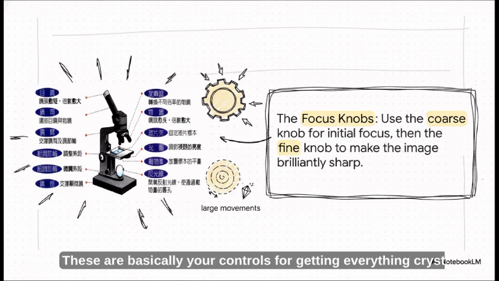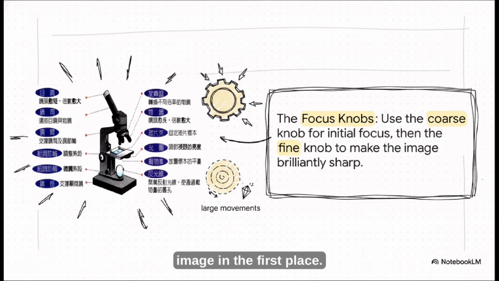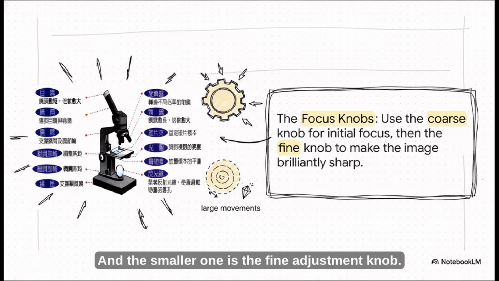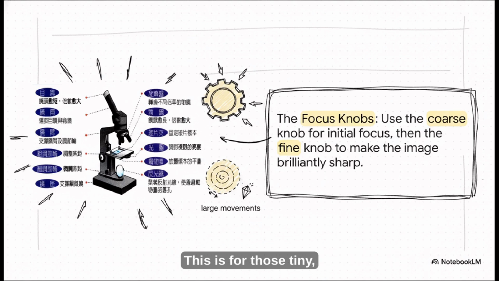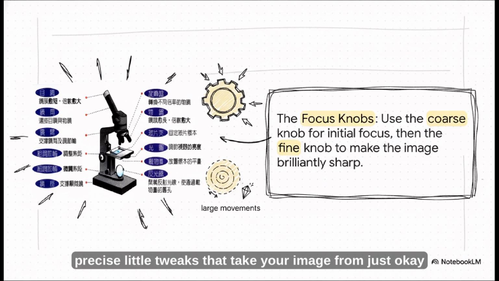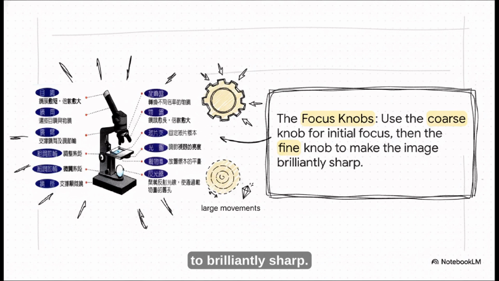Next up, we've got the focus knobs. These are basically your controls for getting everything crystal clear. The big one? That's the coarse adjustment knob. It makes these big, sweeping movements to help you find the image in the first place. And the smaller one is the fine adjustment knob. This is for those tiny, precise little tweaks that take your image from just okay to brilliantly sharp. So remember, big one first, then the small one to nail the details.